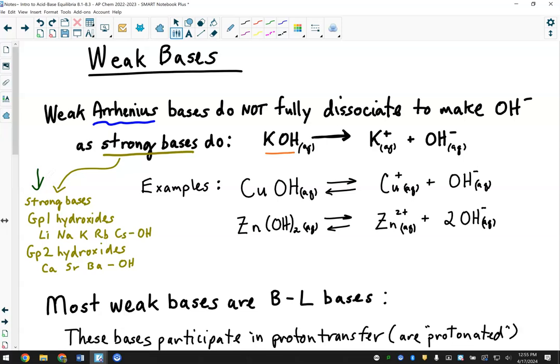This is not going to fully dissolve. And so we write it with a double arrow, and these reactions would have an equilibrium constant called Kb. Okay, it's a Keq, but it's specifically called a Kb. And how would that look? Well, it would be this concentration times this concentration over that concentration. You guys got that, right? Just like any other equilibrium constant that has a double arrow.